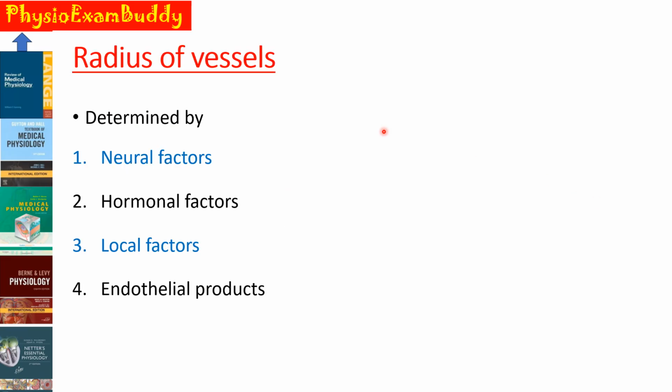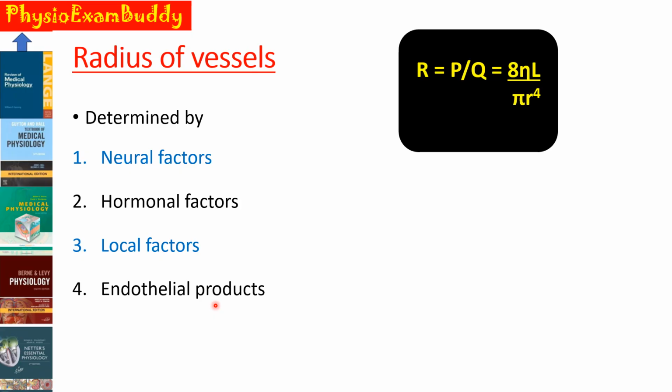First we will see what are the factors which determine the caliber of the vessels, that is the radius of the arterioles. The caliber of the vessels is mainly determined by 4 factors, which you can explain under 4 headings: neural factors, hormonal factors, local factors and endothelial products.